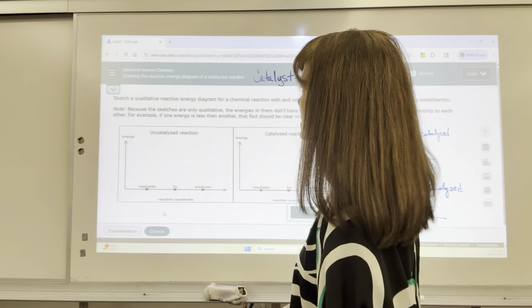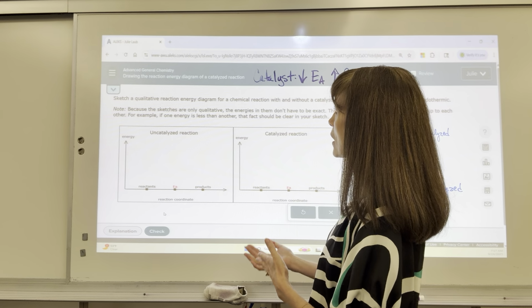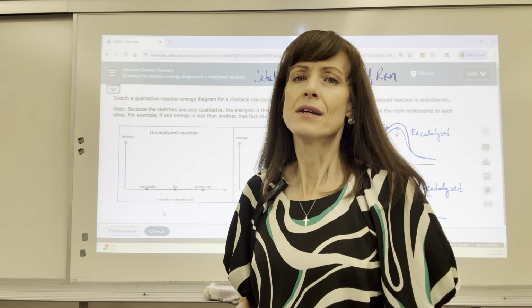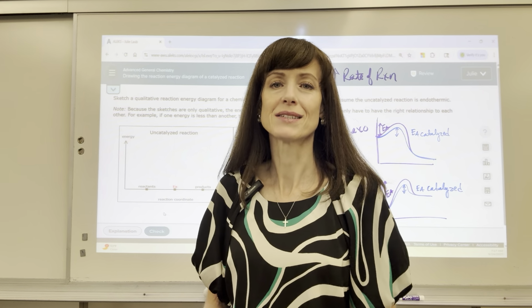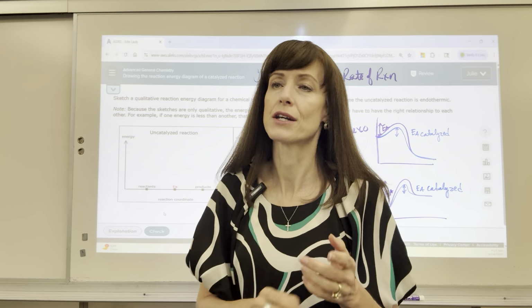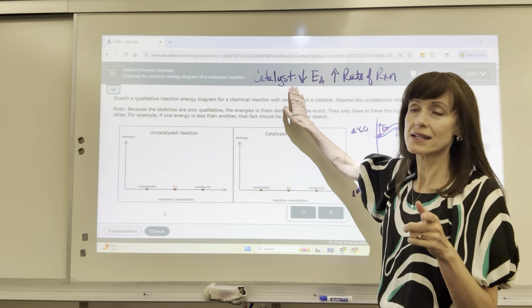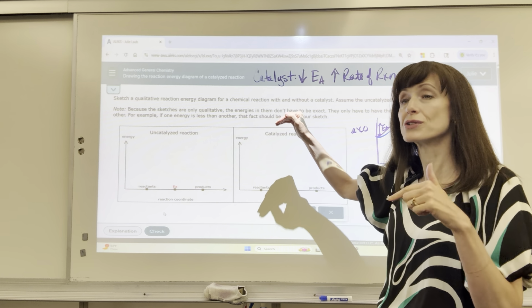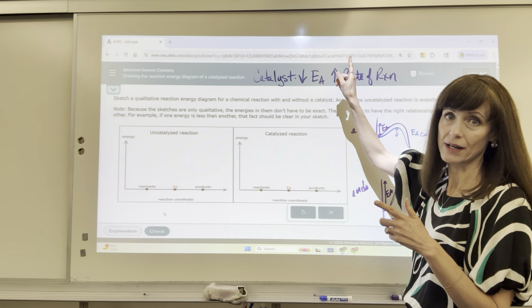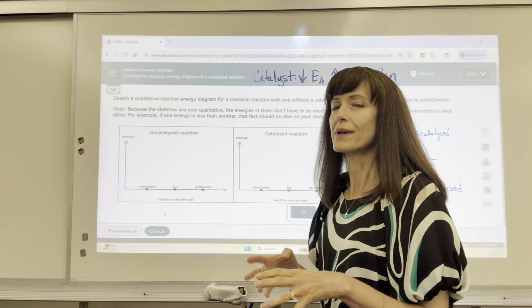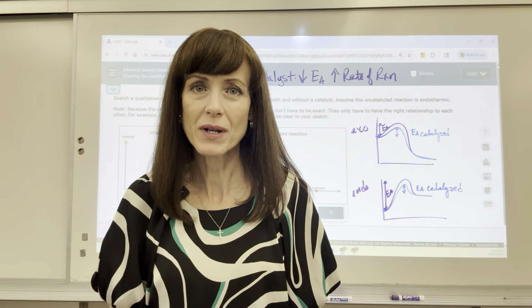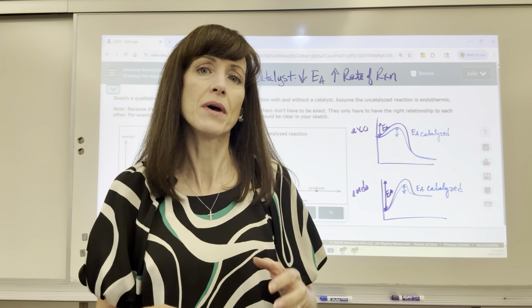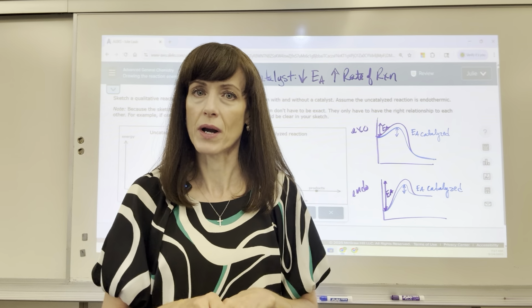Today we're going to do the ALEKS topic, drawing the reaction energy diagram of a catalyzed reaction. So let's talk about catalysts, how they relate to rate of reaction. Here it is. A catalyst decreases the activation energy, which in turn increases the rate of the reaction. We're not 100% sure how this works. We think it changes the mechanism of how reactants break and how products form.